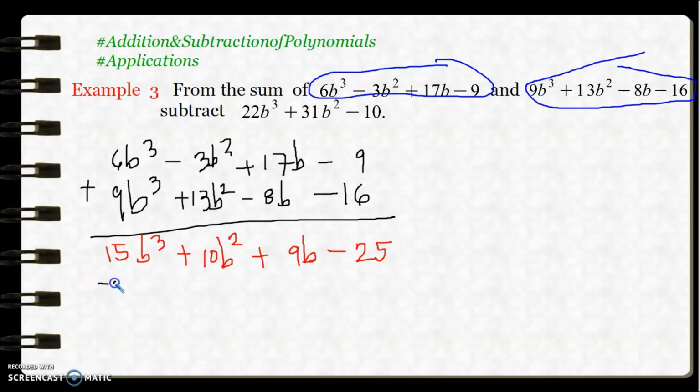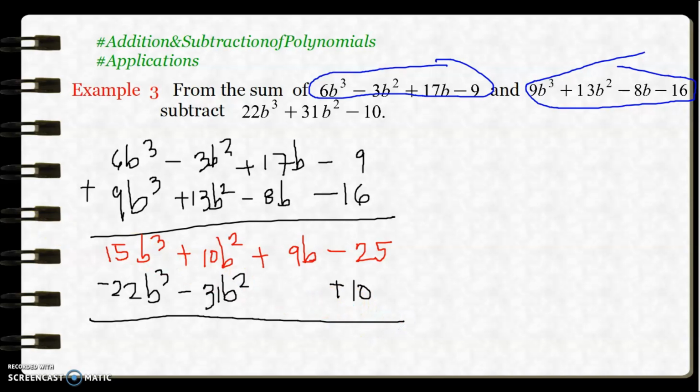So, it's going to be negative 22b cubed minus 31b squared plus 10. And this one will be our final answer. I'll use blue. Okay, so ulitin ko ha.